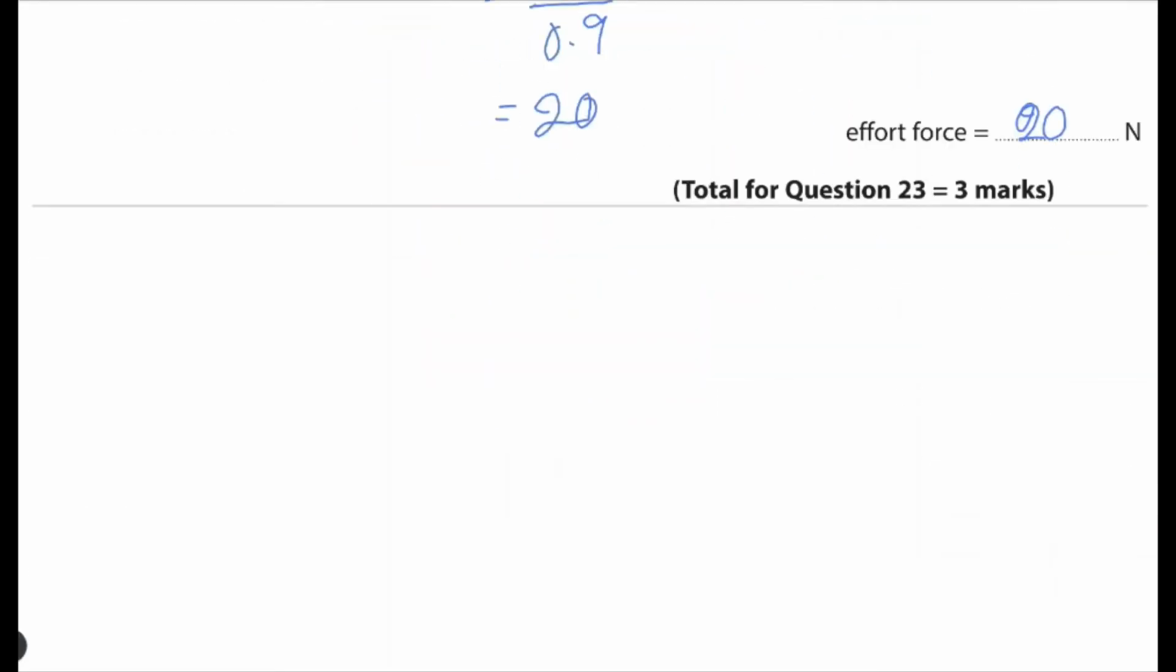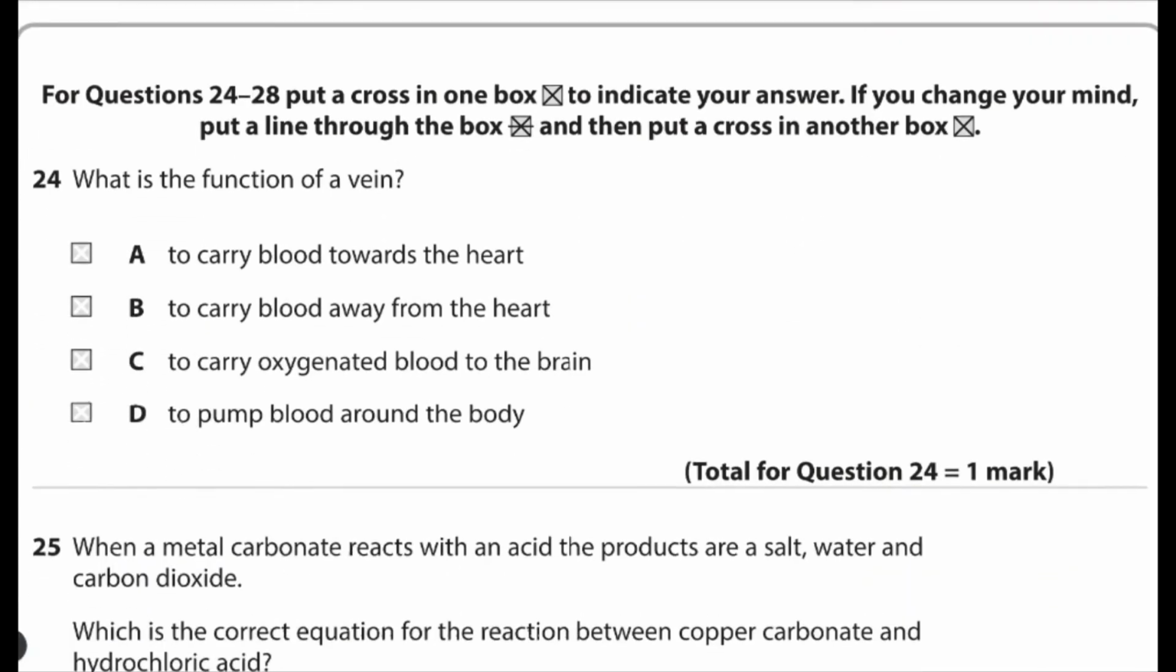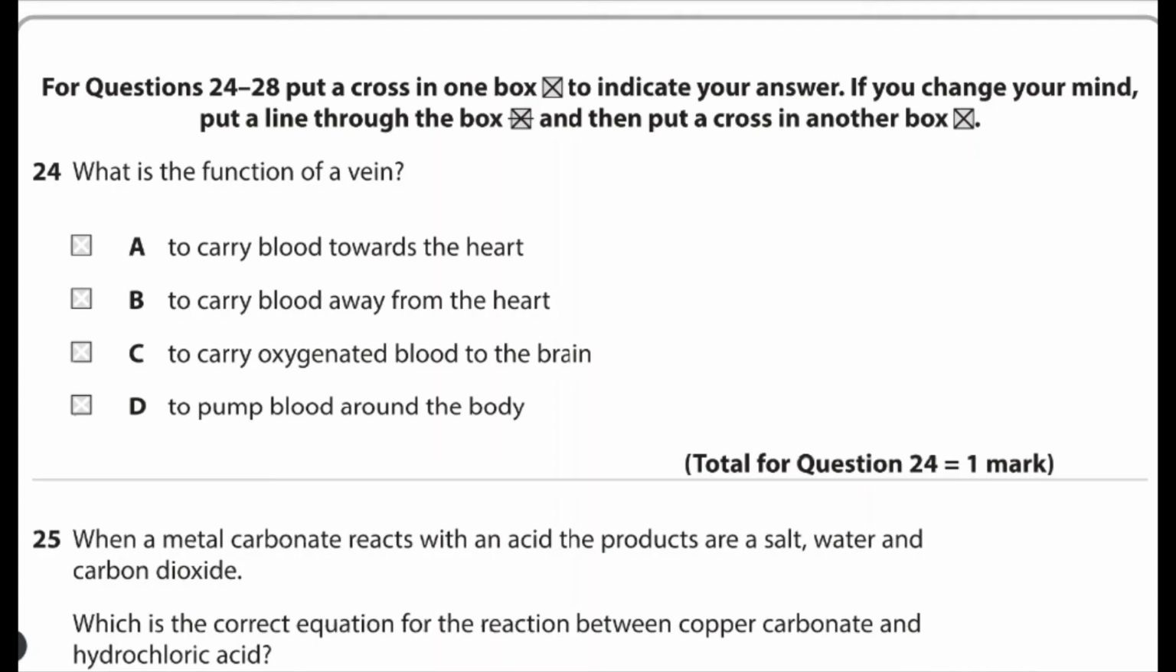Move to next question. 24th one, what is the function of vein?